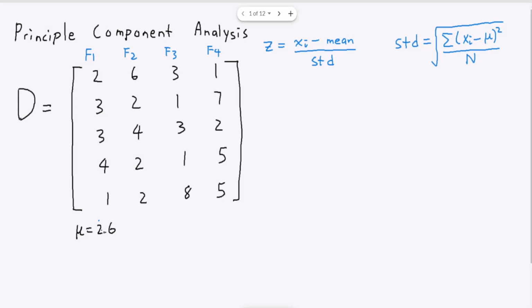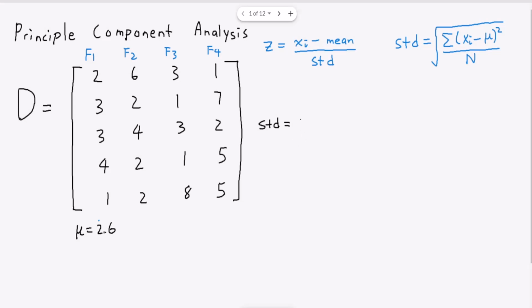Okay, well, let's calculate standard deviation. So standard deviation, at least for the first feature, right? Standard deviation of the first feature is going to be, well, let's take the square root.